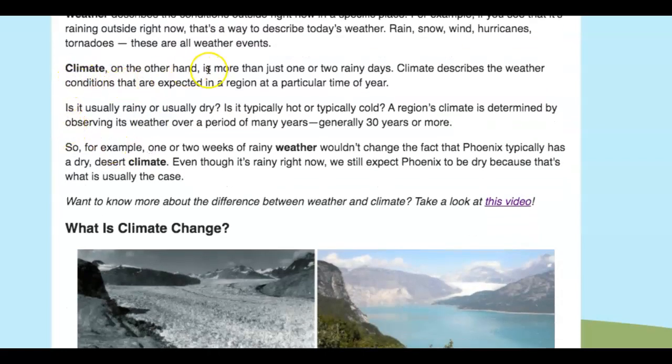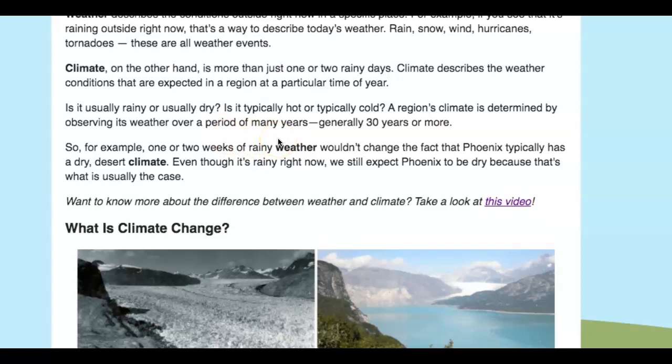Climate, on the other hand, is more than just one or two rainy days. Climate describes the weather conditions that are expected in a region at any particular time of year. Is it usually rainy or usually dry? Is it typically hot or typically cold? A region's climate is determined by observing its weather over a period of many years, generally 30 or more.